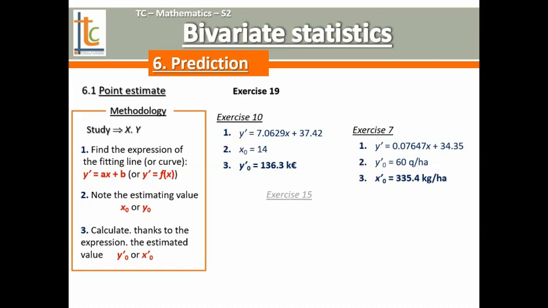Last example with the exercise 15. In this exercise, x was the speed of a vehicle and y was its consumption. This time, a linear model was irrelevant, and we managed to find a quadratic model, so thanks to a second degree function. This was this expression.